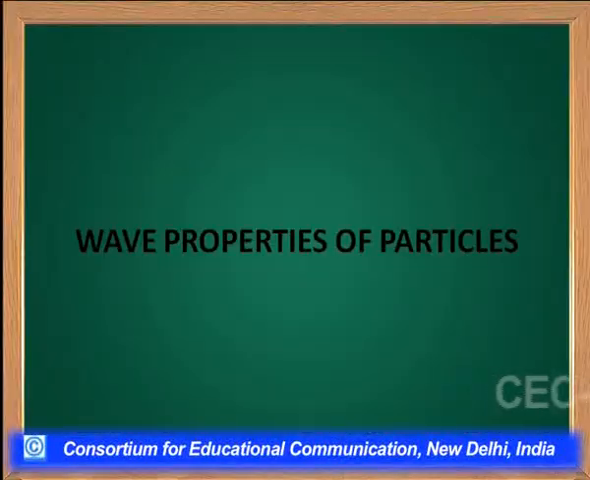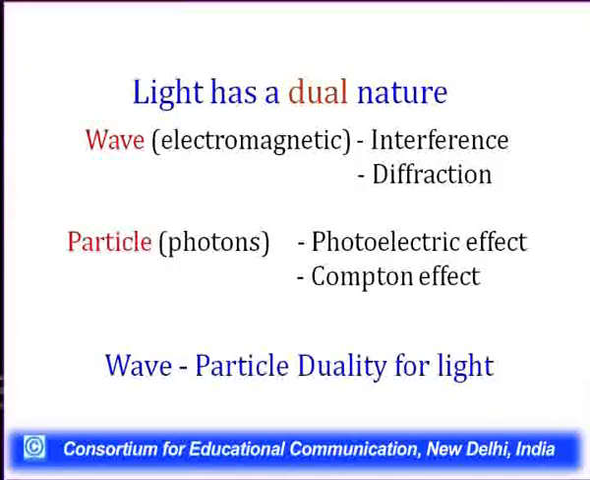The next part is the wave properties of particles. In the wave properties of particles, we define the light. Light has a dual nature, wave nature and a particle nature. If we talk about the wave nature, then we define the electromagnetic waves. If we define the particles, then we define the photon.